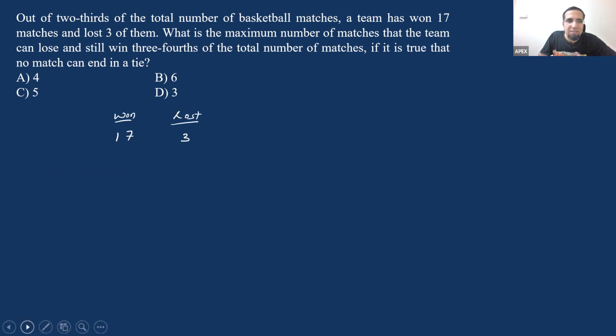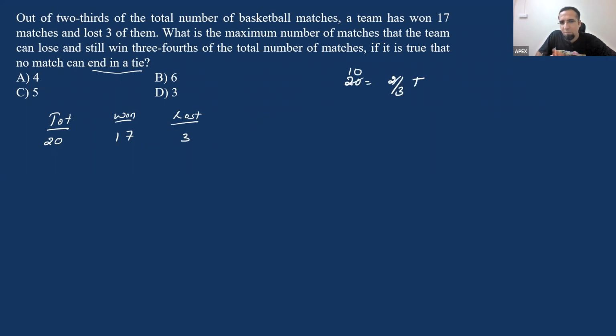What is the maximum number of matches that the team can lose and still win 3/4 of the total number of matches, if it is true that no match can end in a tie? That means the total number of matches played were 20. Now 20 is equal to 2/3. Very standard model. Okay, we have seen this.